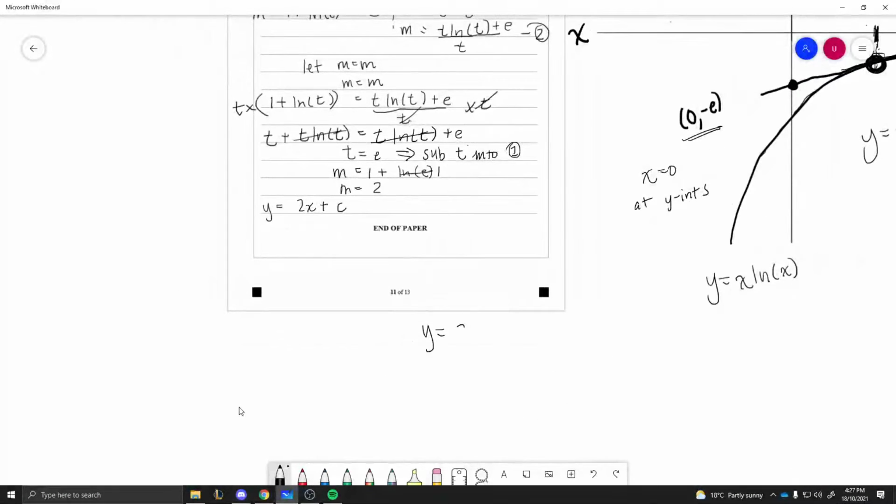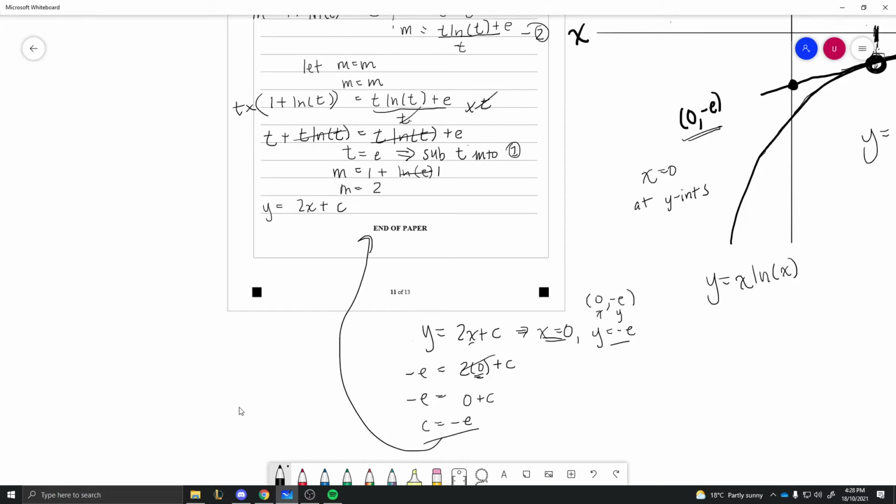So the equation was y equals 2x plus c, but it crosses through the point x equals 0, y equals negative e. So this is your x and your y. So let's sub this in. Negative e is equal to 2 times 0, plus c, because we've just subbed 0 in as x from this point, and y in as negative e at this point. So now negative e equals, this disappears, plus c, so c equals negative e. So now taking this and putting it back up to here, y equals 2x minus e.